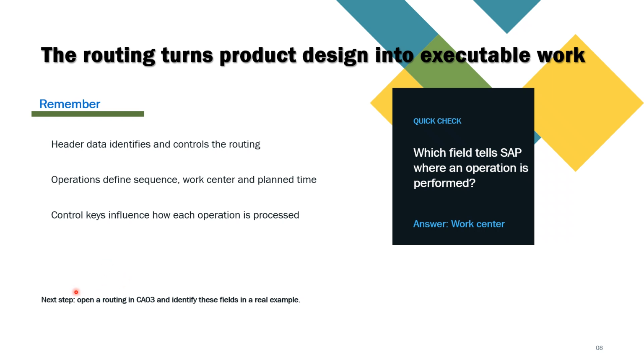Of course, the next step is to open a routing in CA03 and check these fields in a real example or hands-on. You can just open it and check the data, and the more time you spend in it, the easier it gets to learn, and there are more things to learn inside, because each data field and each tab you click has more things to get into, and more customization is also a natural thing.